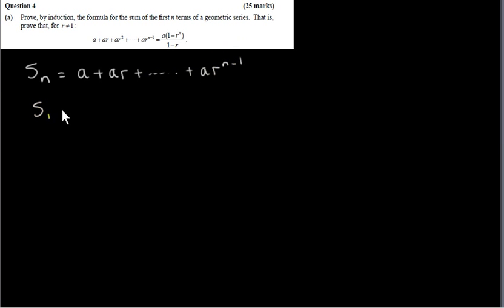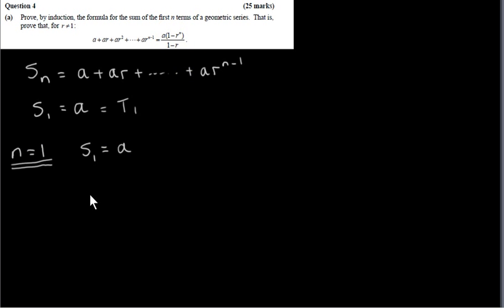So S1 is just the first term. In any series, S1 is equal to T1. So we want to see if the formula is true for n equals 1. That's the base case. Well, S1 we know is a. Now let's see if we get a by plugging 1 into the formula that we're trying to prove.